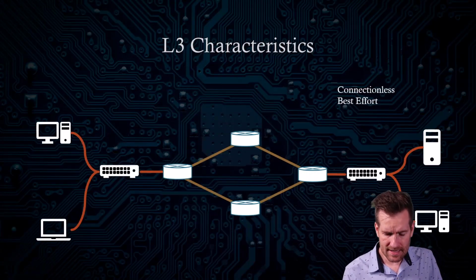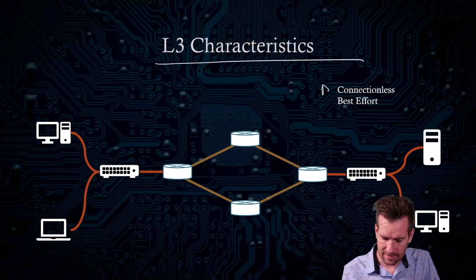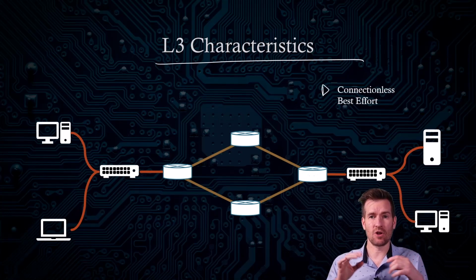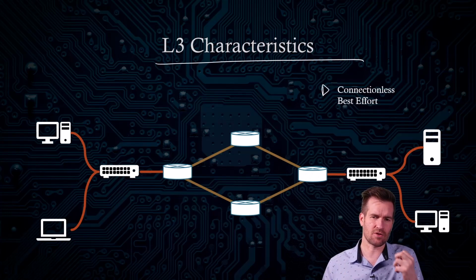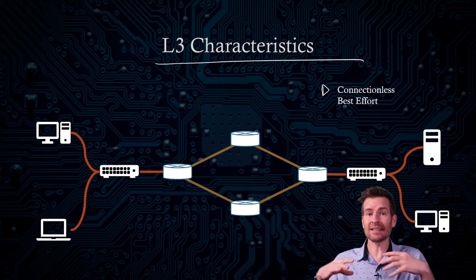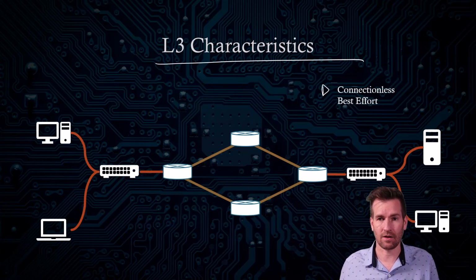Some characteristics of layer 3. Well, first of all, it's connectionless. That means there's no connections that are established. There's no setup. There's no handshake. There's nothing that is going to be built between these two connections. That happens at a higher level. It doesn't happen at this layer 3.